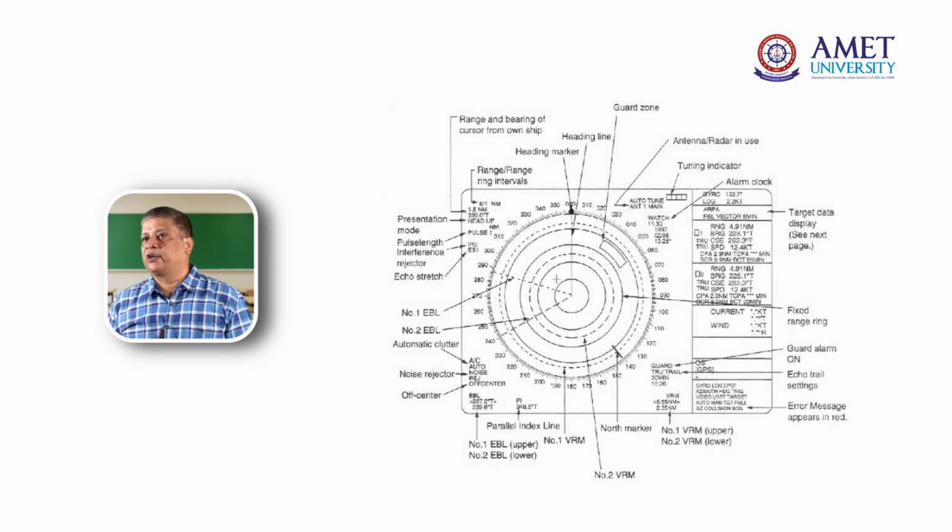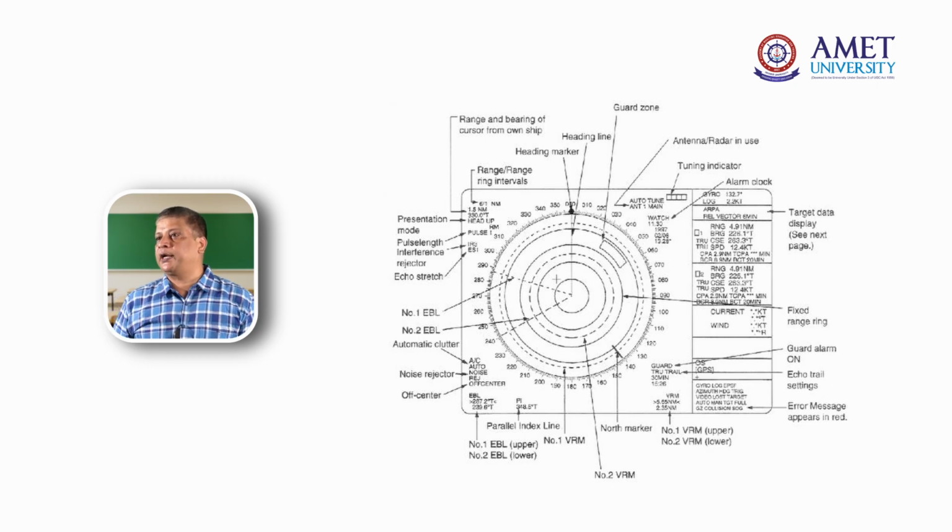You can see the range and bearing, the heading marker, the guard zone, and various other features like the EBL, VRM, the pulse length, the echo stretch, and all other features which an ARPA screen will give you. On the top right hand side corner you can see the gyro. Here it says 132.7, that is the course of the vessel. ARPA takes the course of the vessel, as I told you a while back. And the speed in this display is taken from the log.